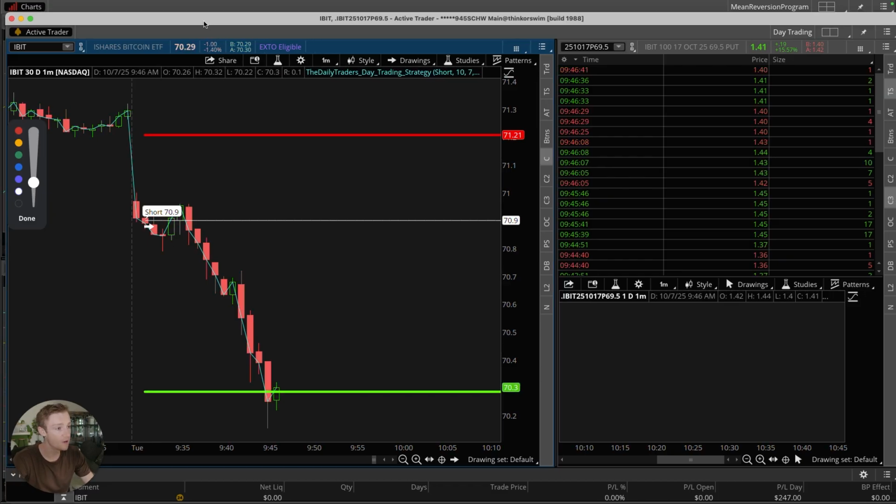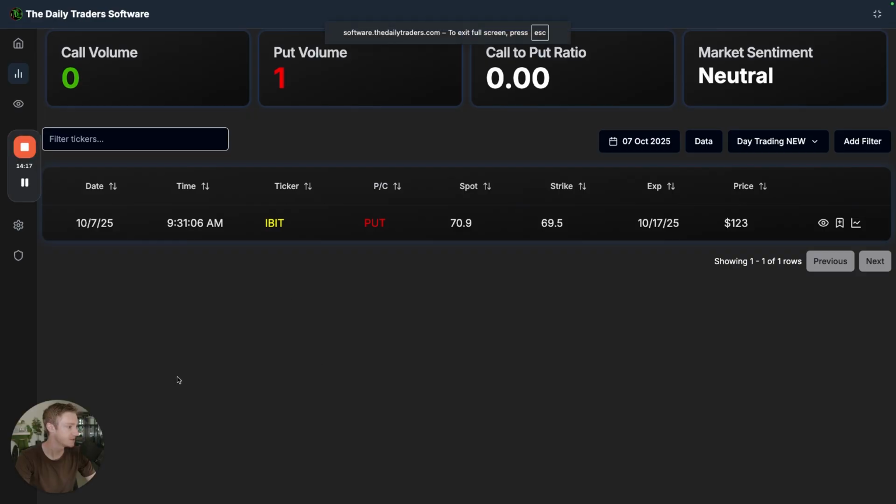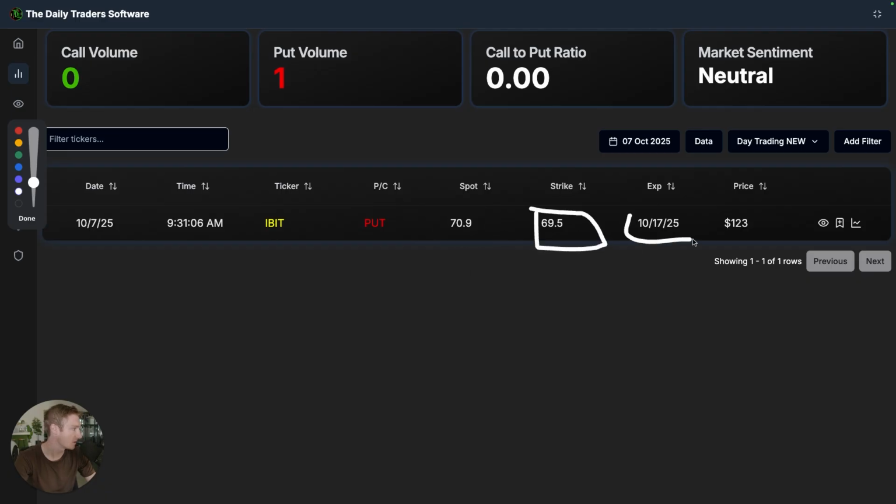So $250, nothing crazy, small trade there. But hey, $250 made in front of everyone live. So that's cool to see, and we talked through that trade. And we can see how the software sent through those IBIT puts here at 9:31. At the time those came through, IBIT was trading at 70.90. Those are the 69.50s expiring 10/17/25. They came through, contracts were going for 123.